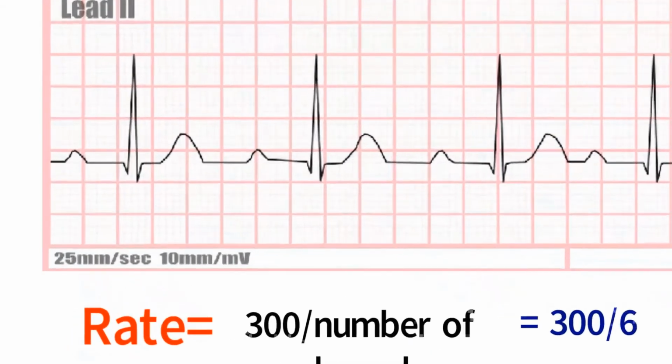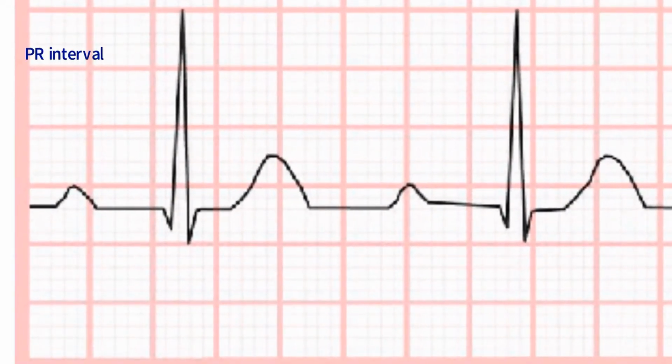Let's look at the PR interval. The PR interval at the first wave on the left. Let's count the small boxes. So the small boxes will be about 1, 2, 3, 4, 5, 6, 7, 8, 9. This is 9. And we say that the normal PR is about 1 large box, which is 5 small boxes. So this is 9 small boxes. This is prolonged PR.